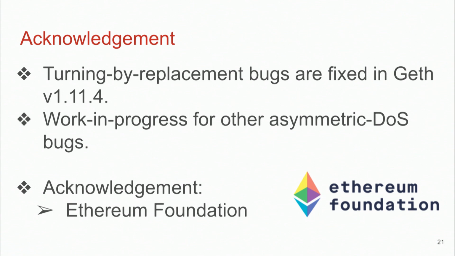So we have reported this bug to the Ethereum Foundation, and we also developed a security patch. Actually, in April this year, this bug, which we call the turning by eviction replacement bug, was fixed in Geth security release version 1.11.4. Okay? We are working on other asymmetric DoS vulnerabilities in Ethereum clients. We are grateful for the support and collaboration with the Ethereum Foundation team in terms of the bug bounty and also the academic grant program.